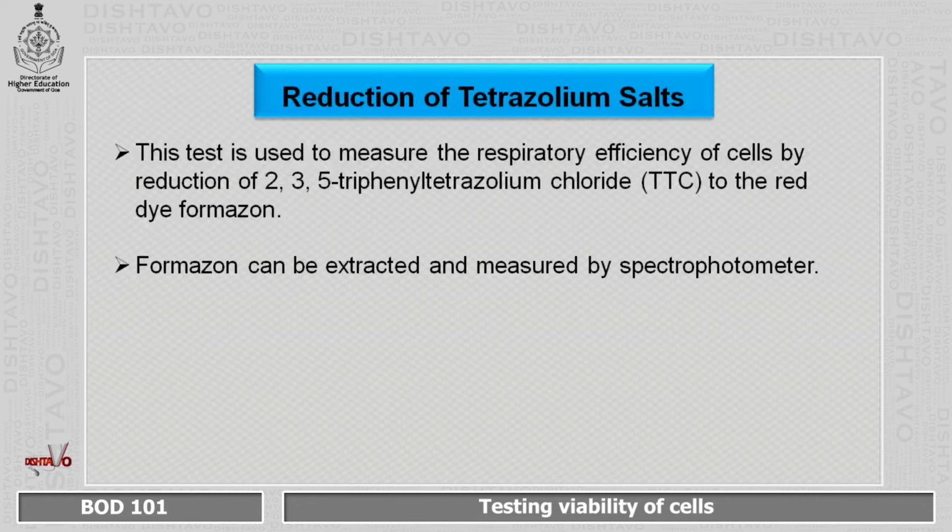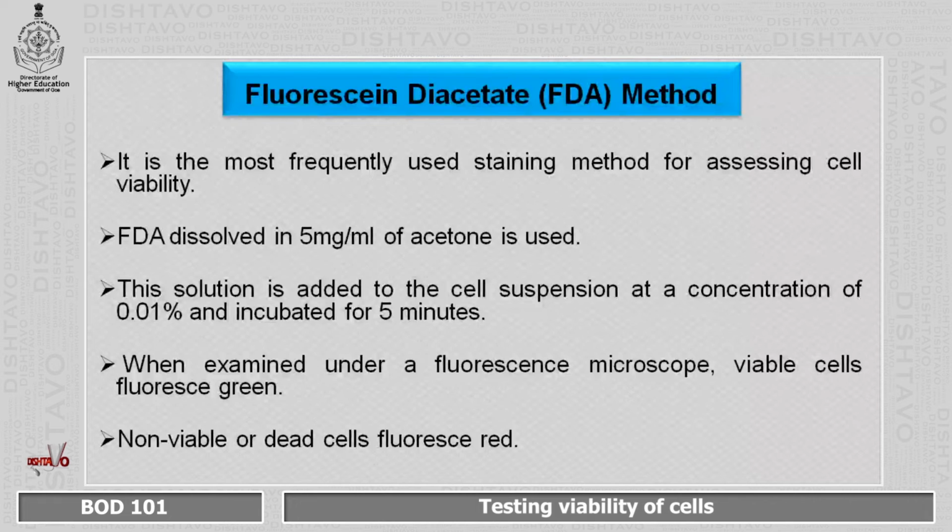Next is reduction of tetrazolium salts. This test is used to measure the respiratory efficiency of cells by reduction of 2,3,5 triphenyl tetrazolium chloride to the red dye formazan. Formazan can be extracted and measured by a spectrophotometer.